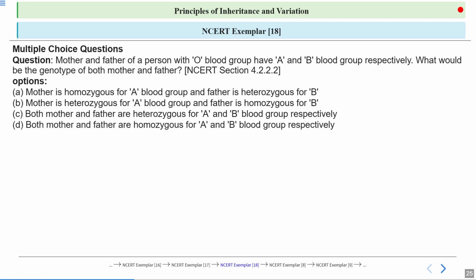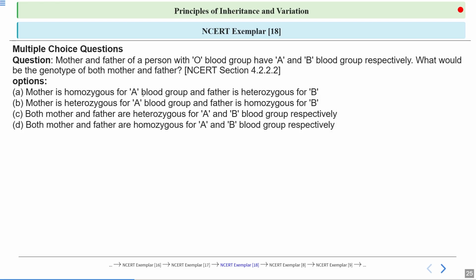Now another question. Here they are saying the mother and father of a person with blood group O have A and B blood groups respectively. What would be the genotype of both mother and the father? You have to calculate the genotype of both mother and the father. Okay, so these are the 4 options given to you.